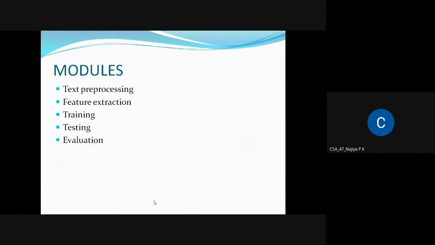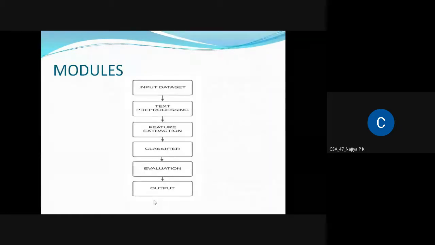Modules. The different modules in our hate speech detection are text preprocessing, feature extraction, training, testing, and evaluation. Modules: input dataset, text preprocessing, feature extraction, classifier, evaluation, and output.